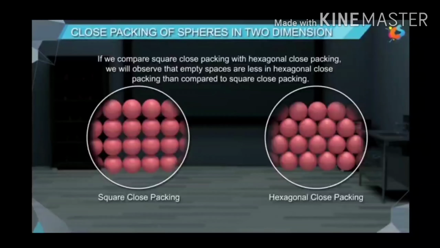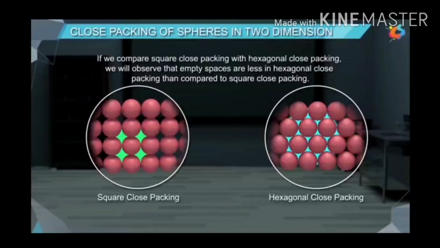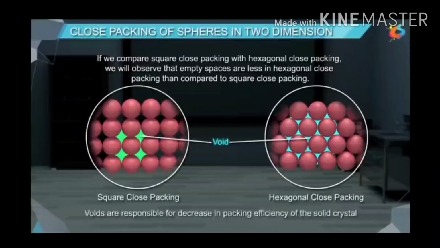Now if we compare the square close packing with the hexagonal close packing, we will observe that the empty spaces are less in hexagonal close packing as compared to the SCP, which is the square close packing. You can see here. So if the empty spaces are less, the packing efficiency will be higher. So the packing efficiency has a direct relationship with the voids. These vacant spaces are called the voids. Voids are responsible for decreasing the packing efficiency. The higher the packing efficiency, the fewer the voids.